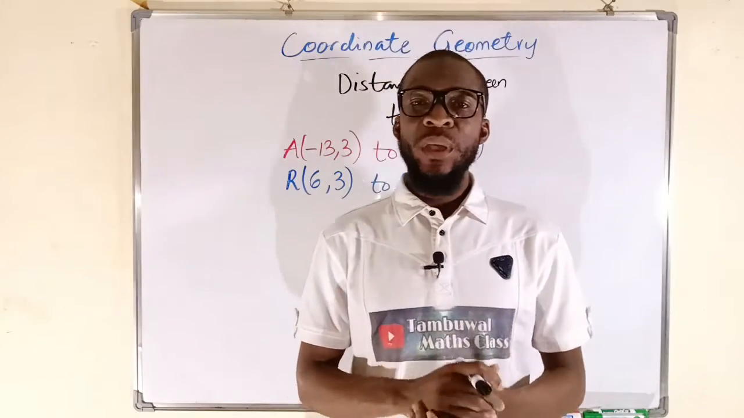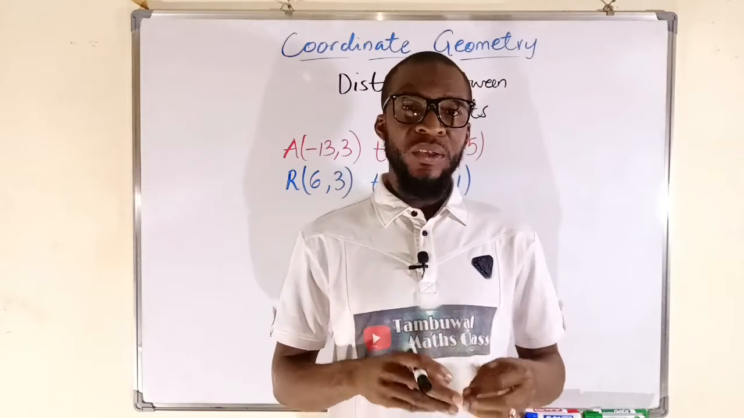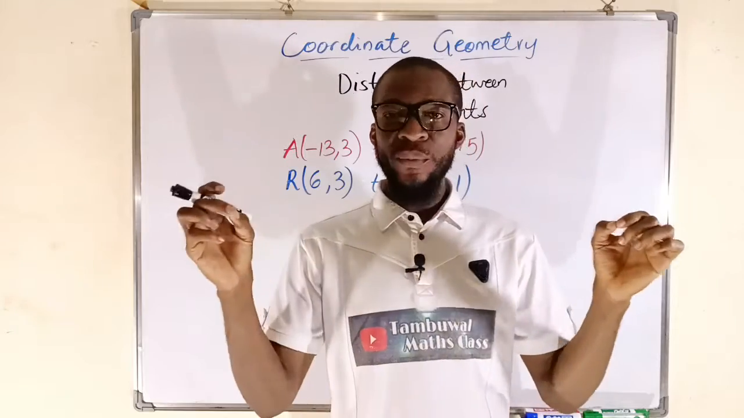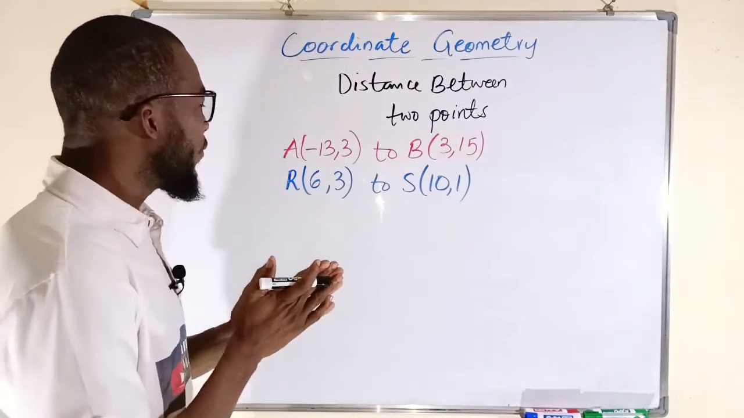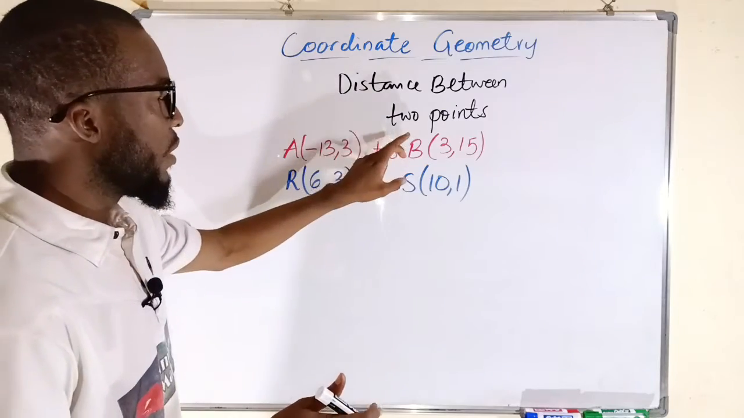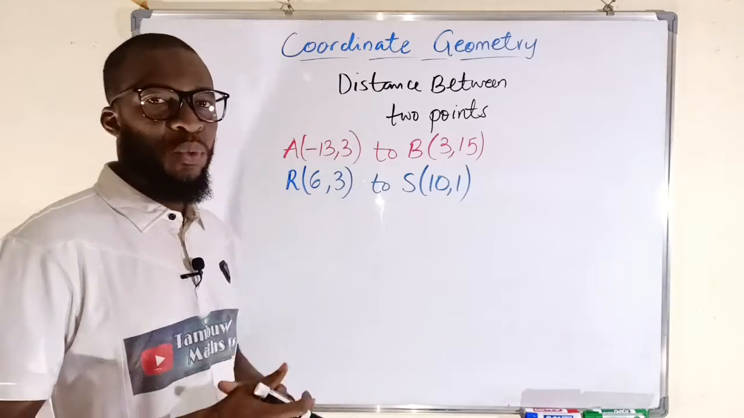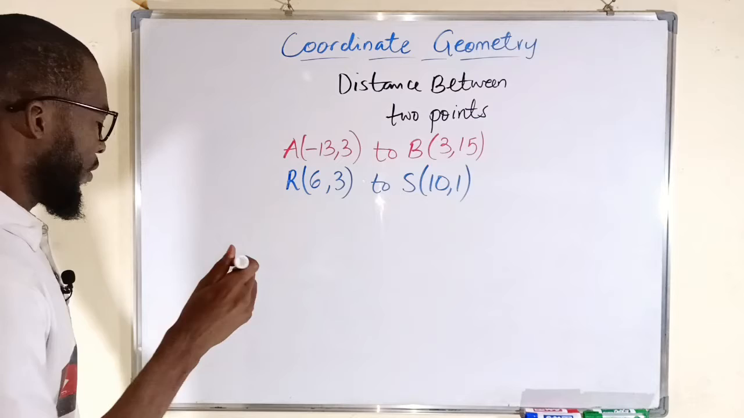Hello, dear viewers. In our previous lesson, we saw the introduction to coordinate geometry. So in this tutorial, we are going to start to learn how to find the distance between two given points. We have two problems in this tutorial. We would like to find the distance between A and B with their respective coordinates given, and R and S as well. But I think it is necessary to derive that important formula.